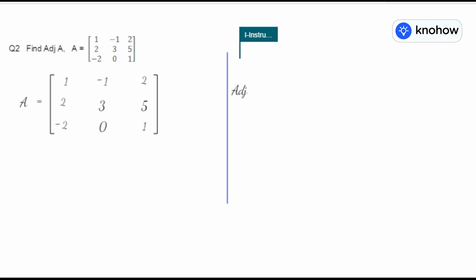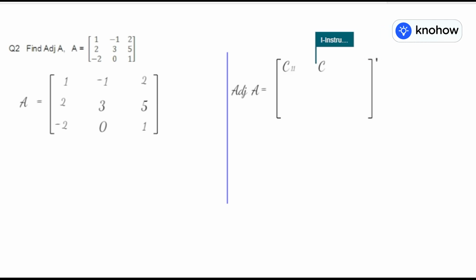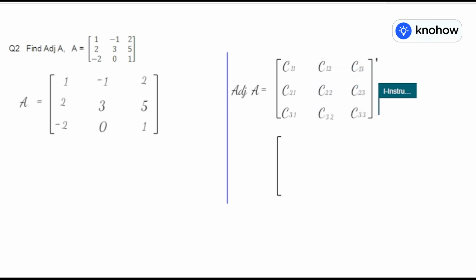How do you define adjoint A? Adjoint A is defined as the transpose of the matrix where each element is replaced by the corresponding cofactor, that is C11, C12, C13, C21, C22, C23, C31, C32, C33. And the signs to be imposed will be like this: plus, minus, plus, minus, plus, minus, plus, minus, plus. Keeping this in view, let me find all these one by one.